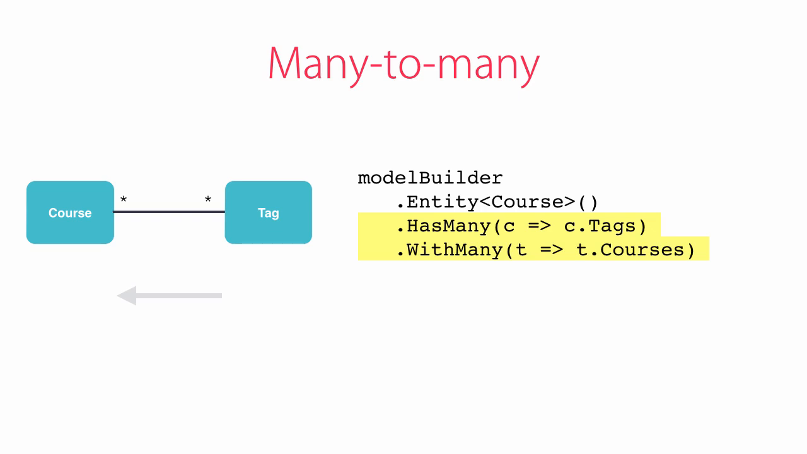Remember earlier we had an intermediary table called tag courses, and I told you a better name would be course tags. So to override that, we can call the Map method here, and this method takes a lambda expression that takes a mapping object. This mapping object has a method called ToTable, which specifies the name of the intermediary table. Again, this is another configuration that you cannot achieve with data annotations.